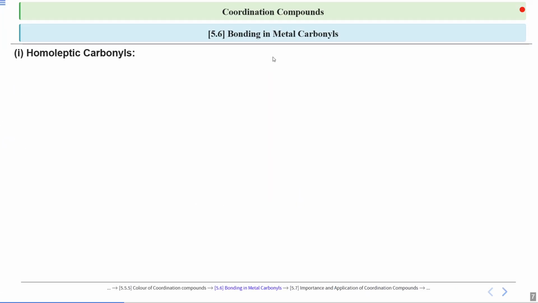Okay. Let's talk about our next section, 5.6, that is bonding in the metal carbonyls. So we have seen some applications of the nature of color in coordination compounds. Now we talk about the metal carbonyls and how the bonding is happening in them. Let's first talk about homoleptic carbonyls. Homo means same. So something is going to be similar.